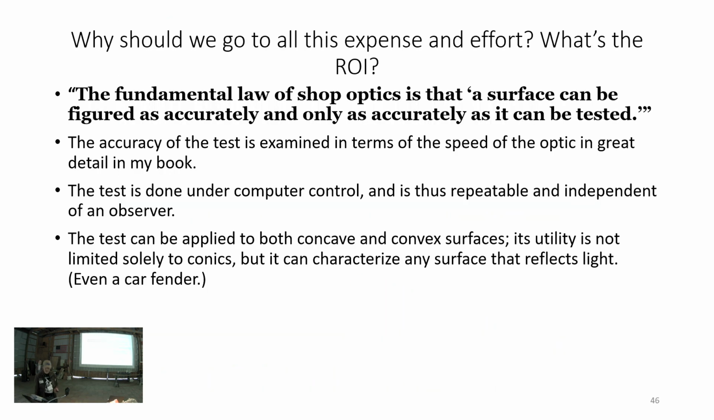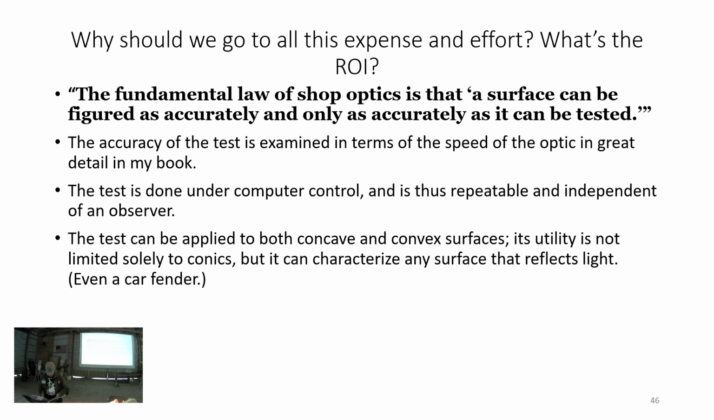So why should we go to any of this expense to build this complex and computer-controlled tester? What do we get from it? What's the ROI? Well, the fundamental of shop optics is that a surface can be made as accurately as it can be tested. And as I said before, don't count on luck, it ain't gonna happen. We get a fair number of advantages by testing the evolute. First, we don't have to stare past a razor blade. Second, it's a little easier to detect flashes than it is to tell how dark the shadows are. The test is computer controlled, and since the reflection is electronically measured, we don't have to depend on the eyeball to do this.